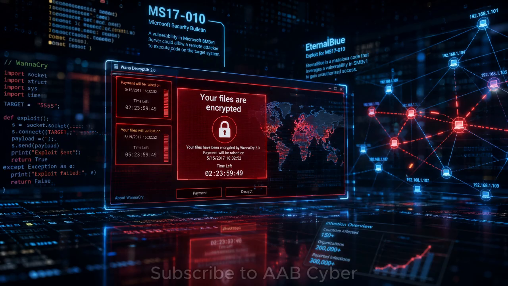Theory only sticks once you can spot it in the wild. So let's map all 4 terms onto one of the most well-documented cyber attacks in history: WannaCry, 2017. The vulnerability was a flaw in Microsoft's SMBv1 file sharing protocol, cataloged as MS17-010. The exploit was EternalBlue, a tool reportedly developed by the NSA, then leaked publicly by a group calling itself the Shadow Brokers, in April of 2017.